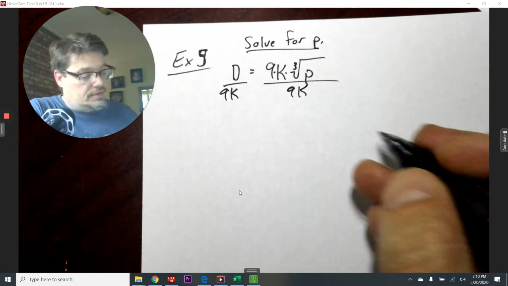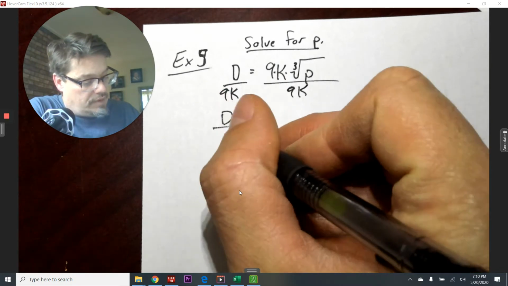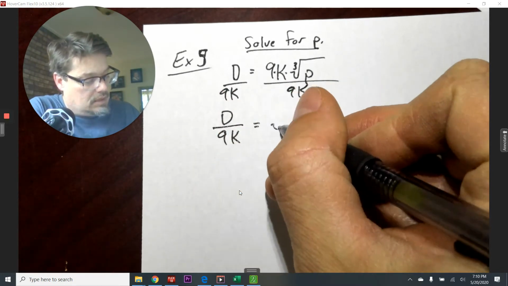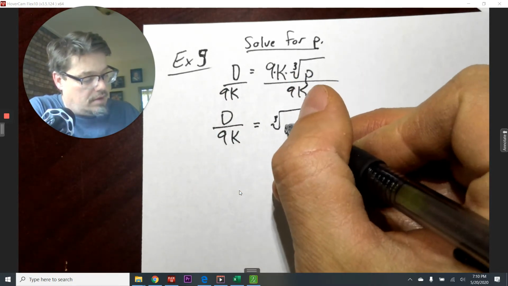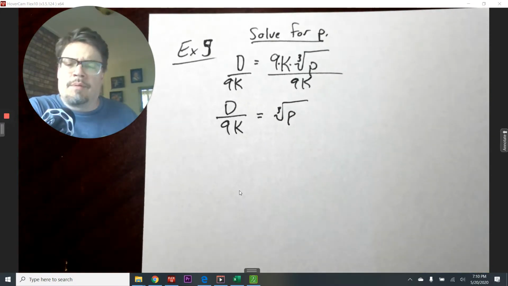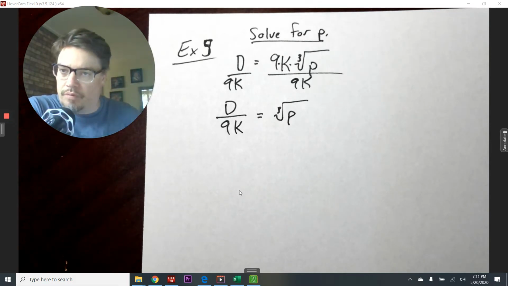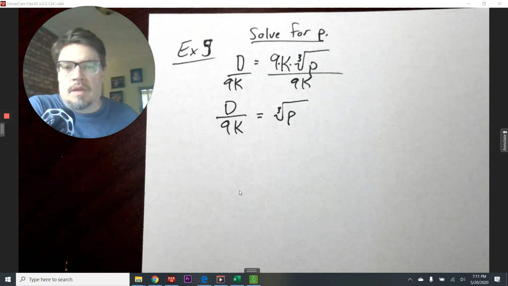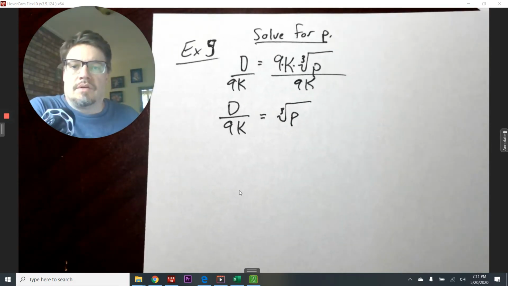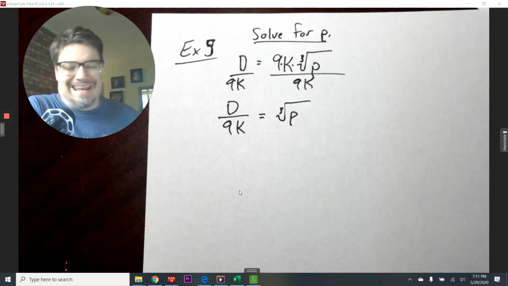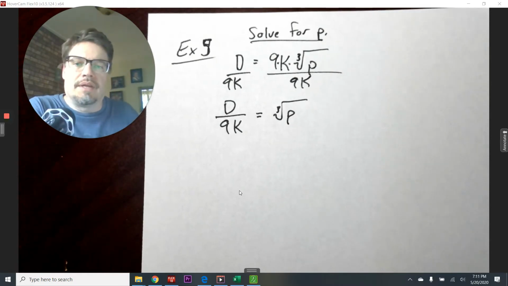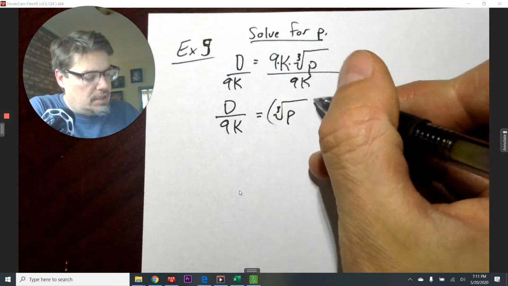All right, so now I have d over 9k equals the cube root of p. Normally when we say radical something, it means square root, so I have to make sure that I say clearly cube root or the third root. So d over 9k, I don't care what it is, it doesn't matter in the formula. If I'm asked to solve for p, I want to be able to do it in any field that I'm in. So I want to get p by itself, so I would raise him to the third power.